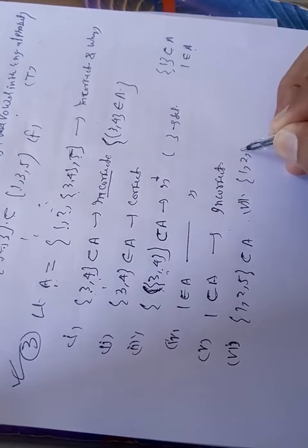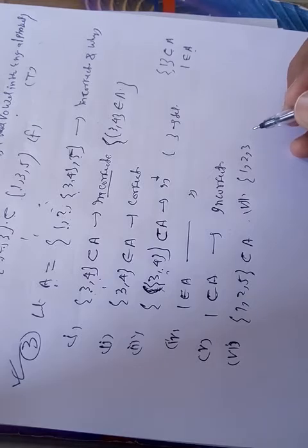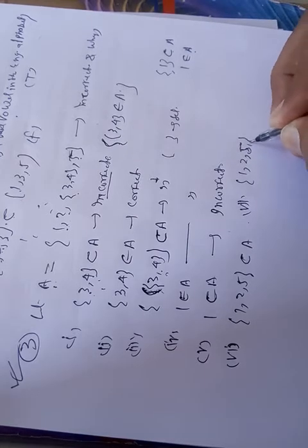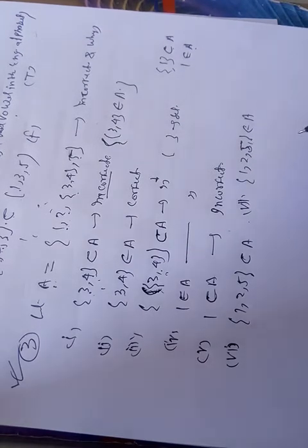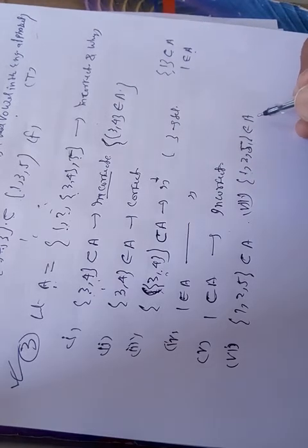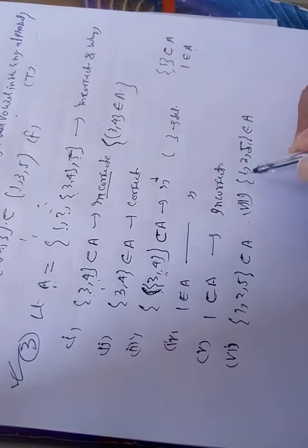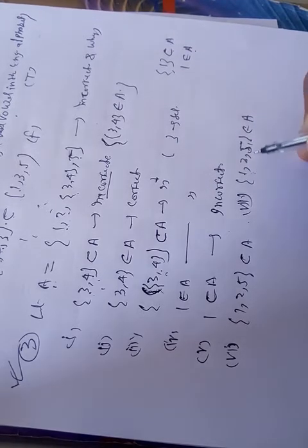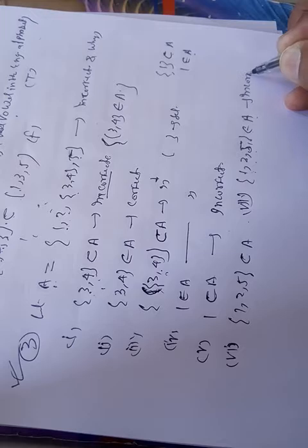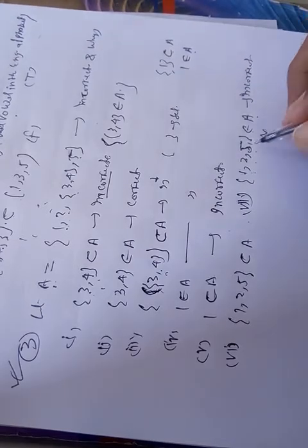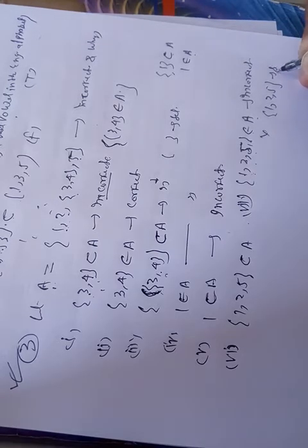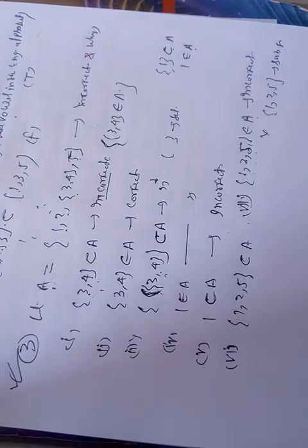{1, 2, 5} belongs to A. This is false. 1 is one element, 2 is an element, 5 is already separately in A. This is a set, and this set does not belong to A, it is a subset. This is incorrect. Clear? This is a subset. {1, 2, 5} is a subset of A.